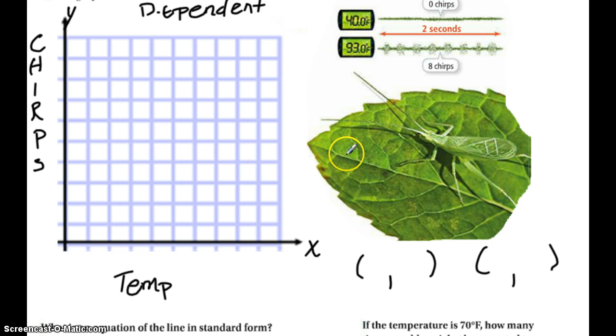First idea we have is that there was 40 degrees and there were 0 chirps. Next idea we had up here was that it was 93 degrees and we had 8 chirps. These are our 2 points. Now we're going to go ahead and find the slope.